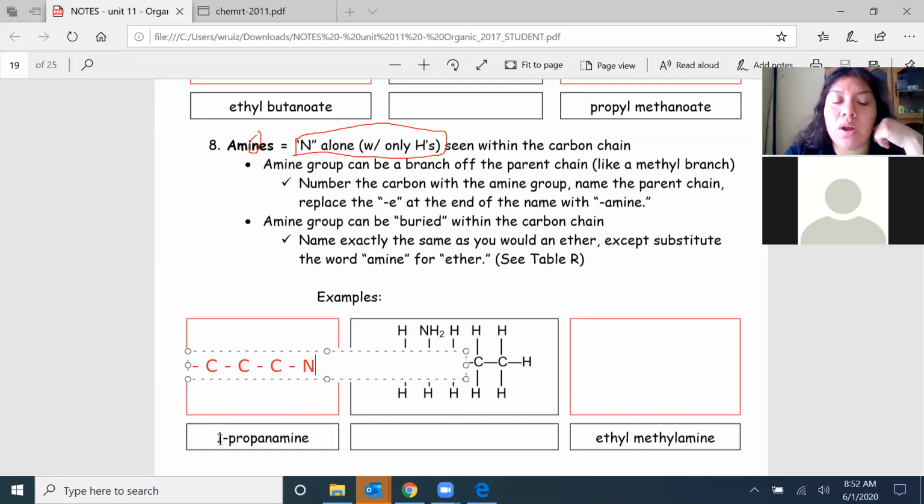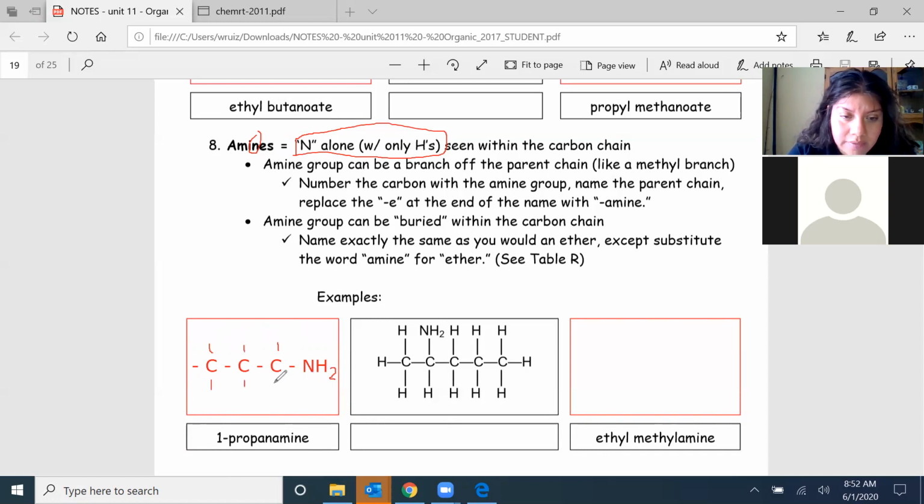You could have either just called it propanamine and that's it, or just propanate without the one. And the nitrogen can be found either here on the right side or here on the left side. NH and then a little two. There's a hydrogen here, here, here. There's one here, here, here, here.